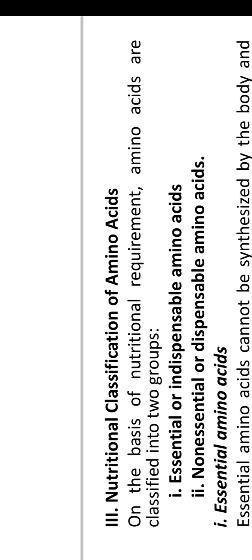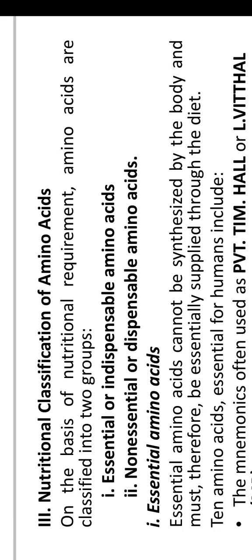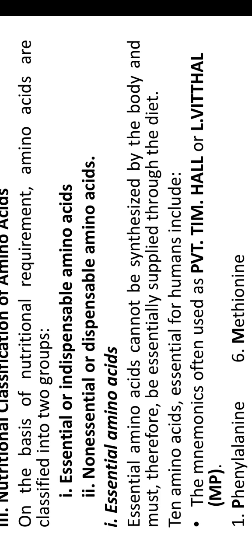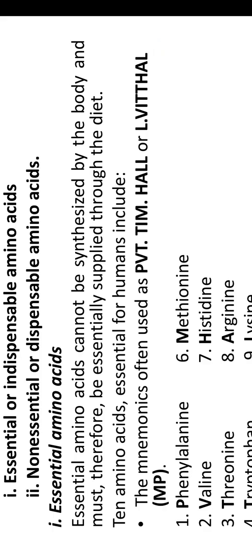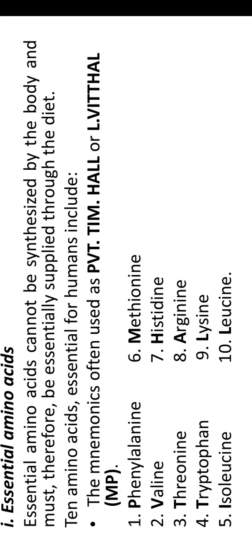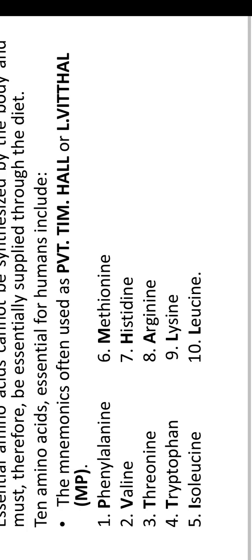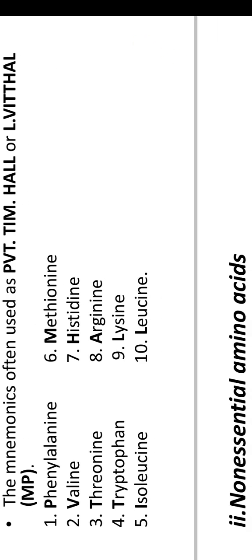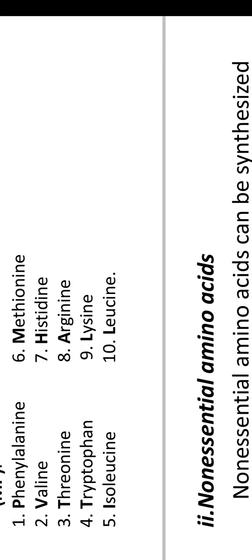Next, the third classification, based on the nutritional basis. There are two types. This is very important: essential or indispensable amino acid, and the next one is non-essential or dispensable amino acid. First one, essential amino acids. The essential amino acids cannot be synthesized by the body and must be supplied through the diet. That is the definition of essential amino acid. There are almost 10 amino acids under this category. PVT TIM HALL. This is the mnemonic form for easy understanding of essential amino acids. These are very important for our physical function, only provided through the diet. Otherwise, proteins are not synthesized inside of our body.